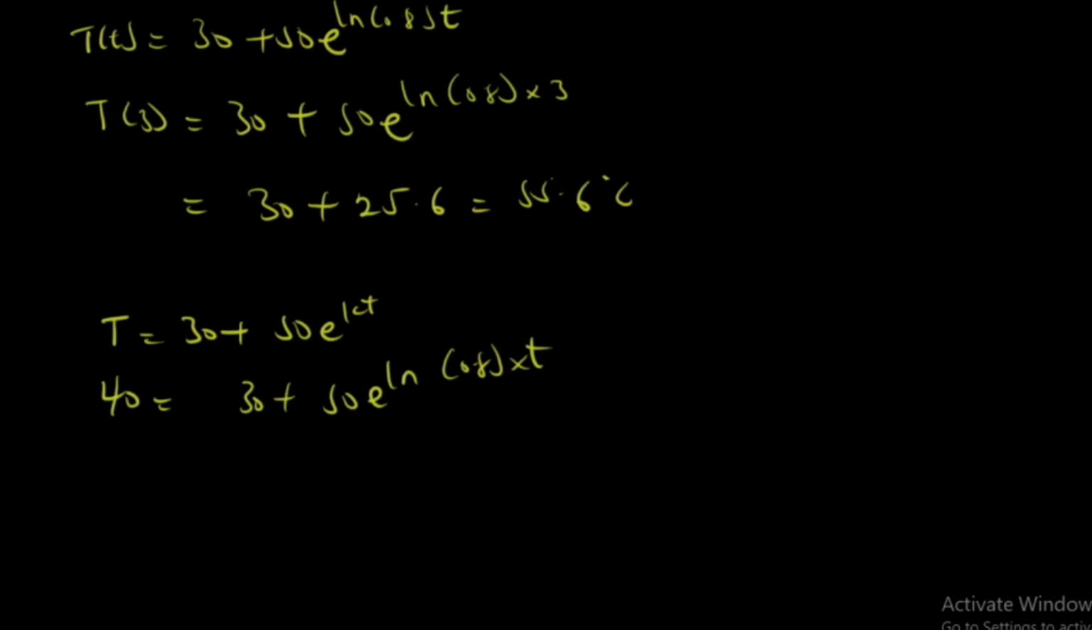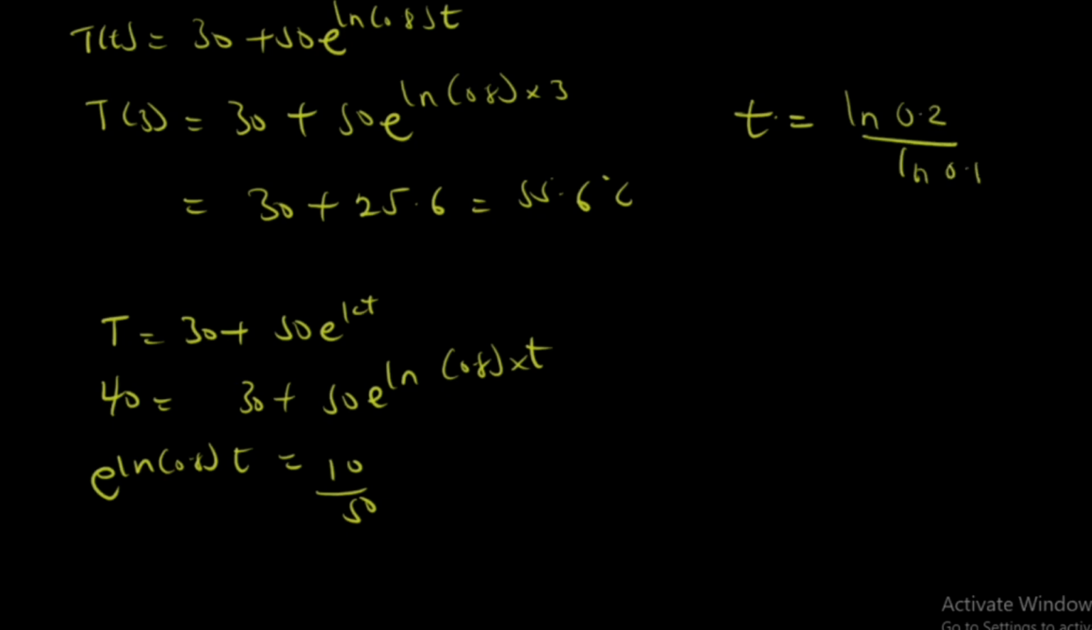When you do that, you need to find the exponent of this. So you move the 30 over, and you get e^(ln 0.8 t) equal to 10 over 50. Then take the ln of both sides to cancel out, and you get t equal to ln 0.2 over ln 0.8, which gives you 7.2 minutes.